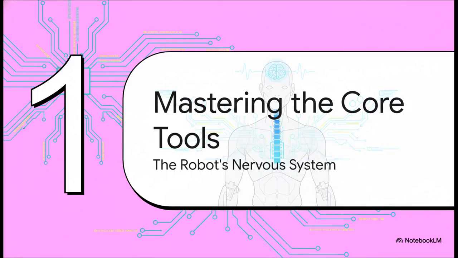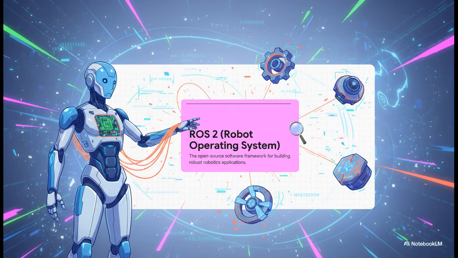Okay, so first things first. Where do you start? Before a robot can walk, or think, or do anything really, it needs a nervous system, a way for all of its different parts to talk to each other. This is the absolute foundation. And, maybe surprisingly, it doesn't start with hardware. It starts with software.